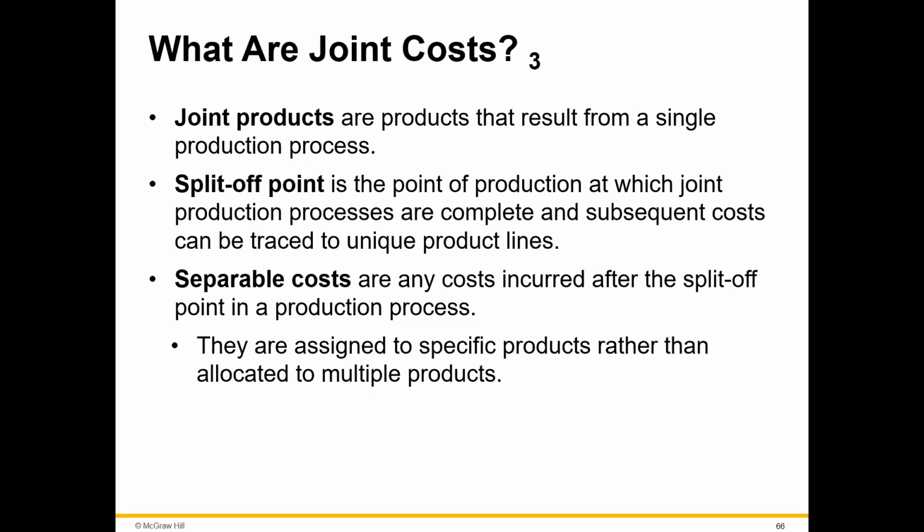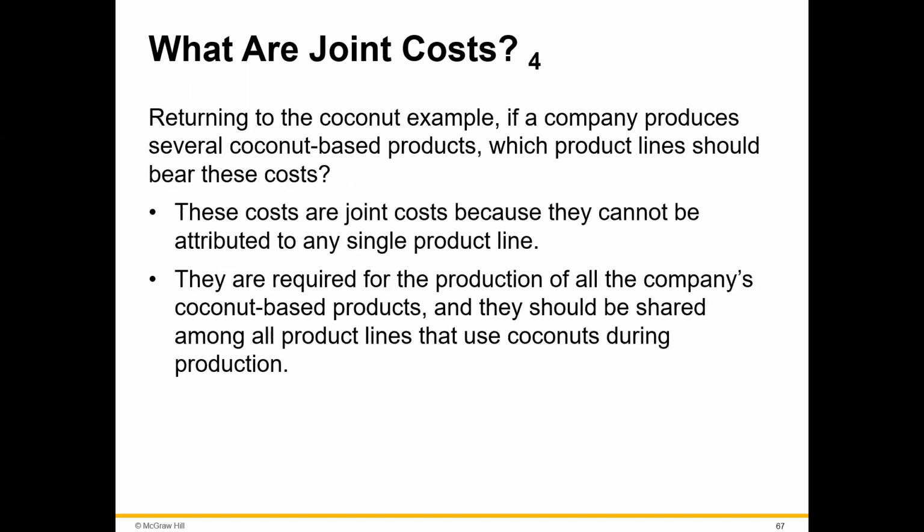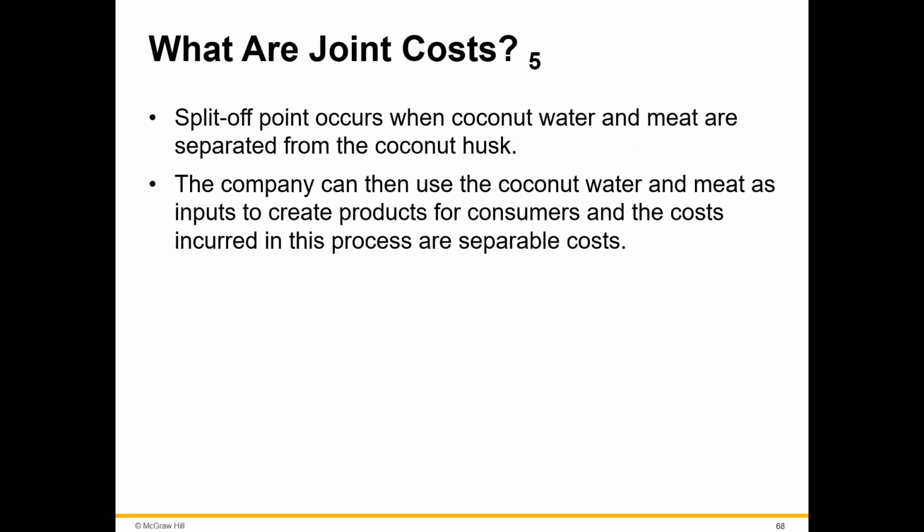And then any costs that happen after the split off point are considered to be separable costs. And those costs get charged only to the individual products. So all of the joint costs up to the split off point get assigned to all of the subsequent products, whereas the separable costs only get assigned to their specific products that they're related to. So those joint costs are the ones that you can't really say were only for a specific product.